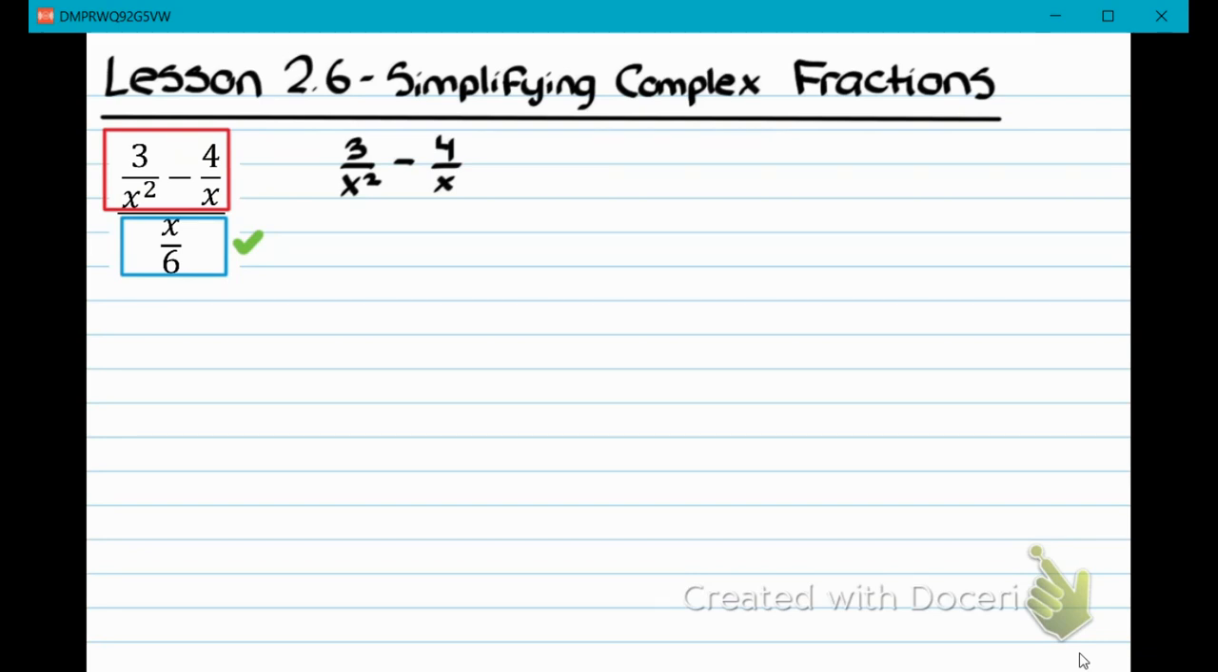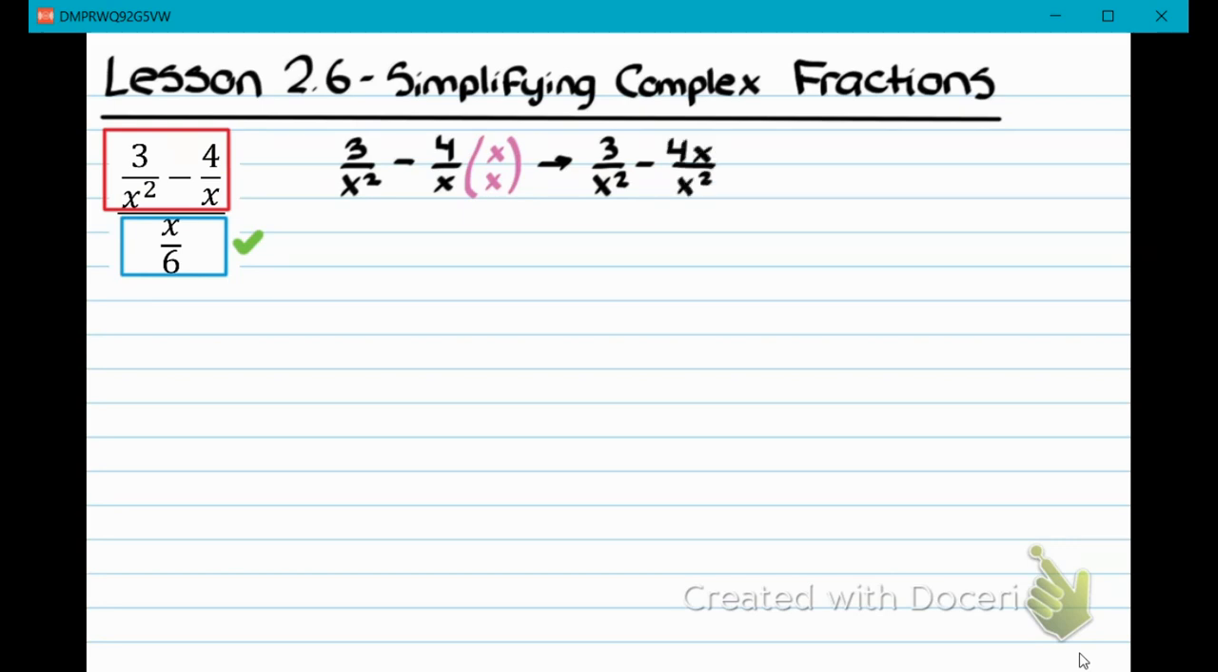Hopefully you said multiply. So to get them to be the same, I would multiply the second fraction by x, and that would make it x to the second, and then it would match the first fraction. So I'm going to rewrite it as 3 over x to the second minus, and what would the second fraction become? Hopefully you said 4x over x to the second.